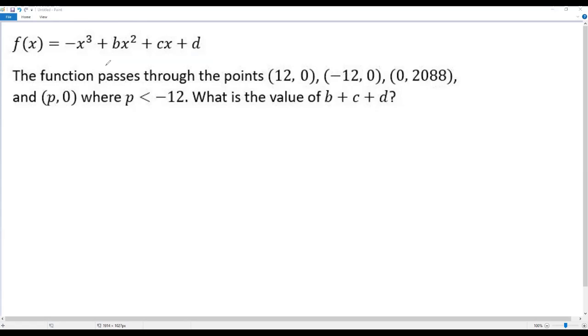Okay, since it is a digital SAT, we can use the Desmos graphing calculator to get the values of b, c, and d in the given function. Once we get the values of b, c, and d, we can add them and answer this question, because according to the question, we have to find the value of b plus c plus d. Now let's go to the Desmos graphing calculator.